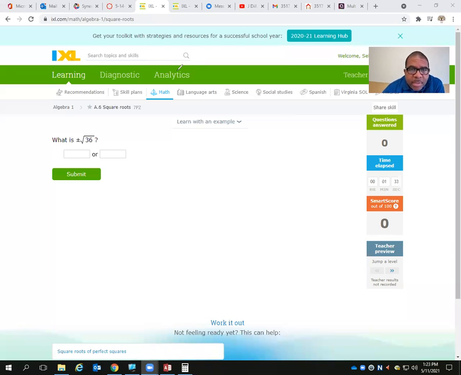So now let's look at the positive and negative square root of 36. They're looking for the positive number and the negative number. So the positive number of the square root of 36 and the negative number for the square root of 36. It's going to be the same number, it's just going to be the negative. So what times itself is 36?